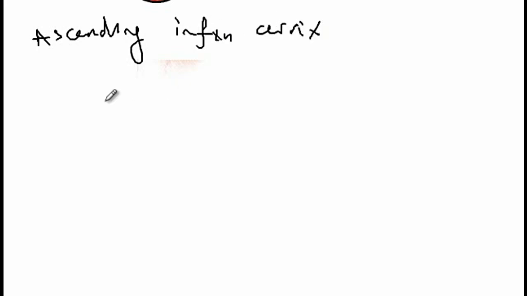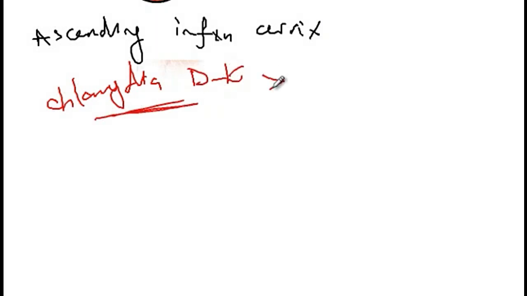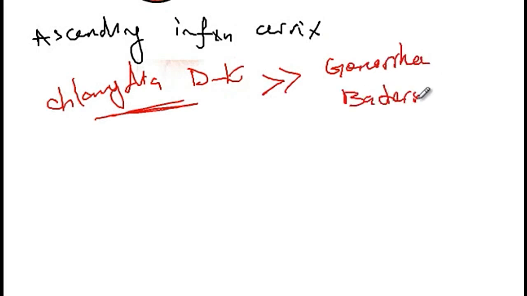So the common cause of pelvic inflammatory disease is from an ascending infection from the cervix. And chlamydia types D to K is the number one cause, and then after that, gonorrhea as well as bacterial vaginosis are other causes of pelvic inflammatory disease.